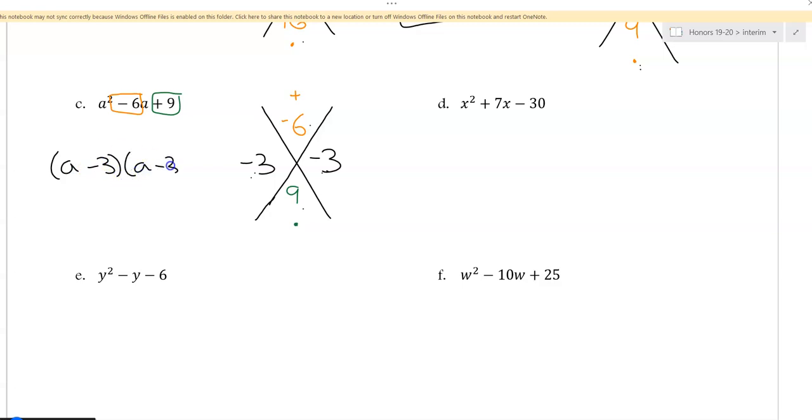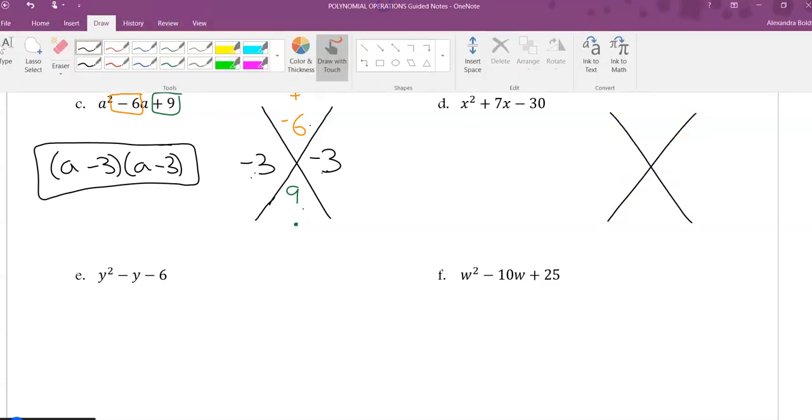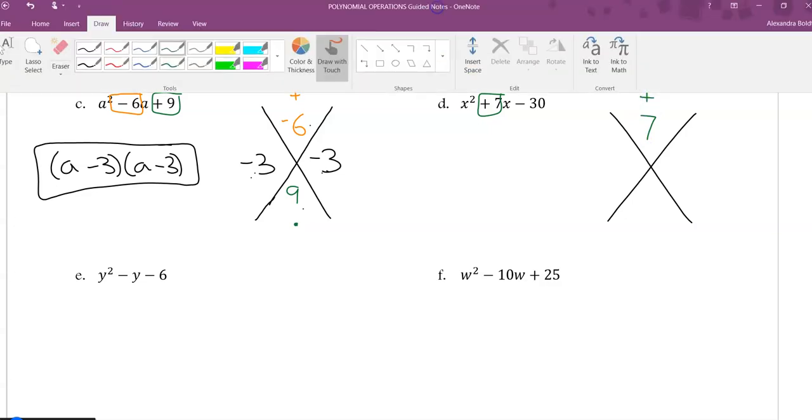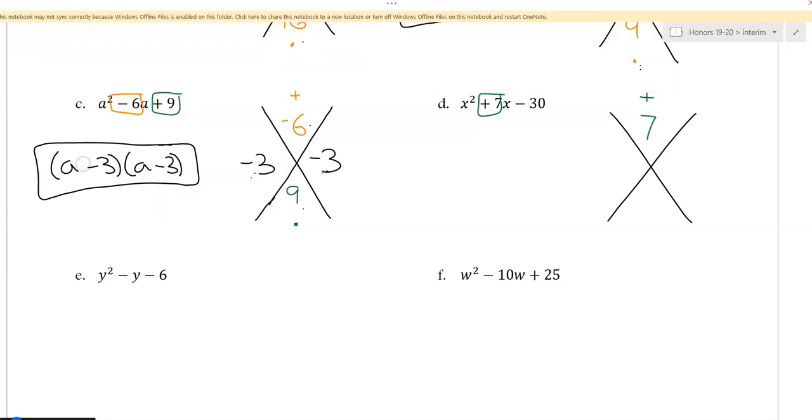So what are two numbers that multiply to negative 30 and add to positive 7? Well, if I'm multiplying to a negative, that means one number is positive and one number is negative. There's lots of different numbers I can think about. The first one that pops into my mind is a 3 and a 10.